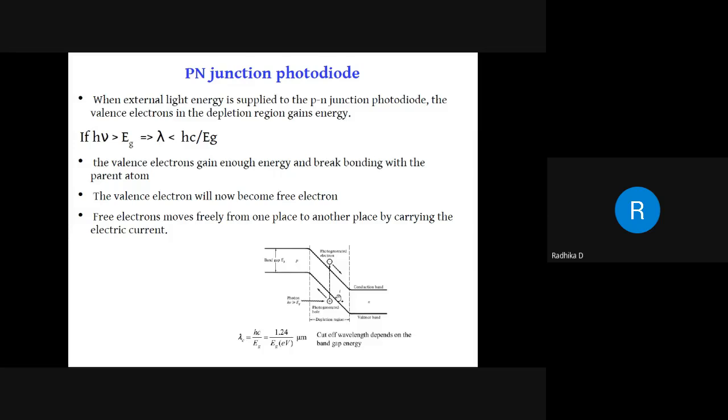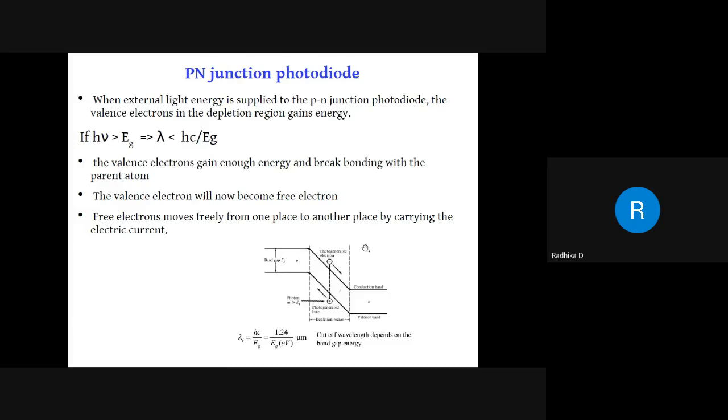Now, where does it fall in the depletion region? It goes directly to the valence band of the depletion region. Light falls onto the valence band of the depletion region, and initially you were having valence electrons here. Those valence electrons absorb energy from the light which has come and go to the conduction band. They gain energy, go to the conduction band and become free electrons. But the absence of a valence electron produces a hole.